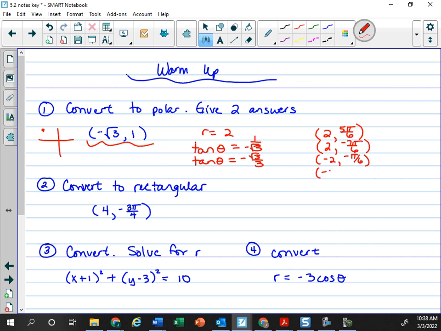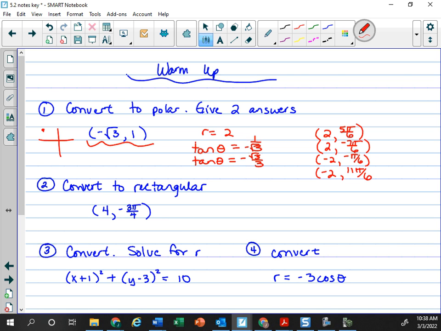Because you could do negative 2, 11 pi over 6. Oh, yeah, or positive, sorry, not negative. That's the one that's not negative. But if you have a positive 2, 11 pi over 6 doesn't work.